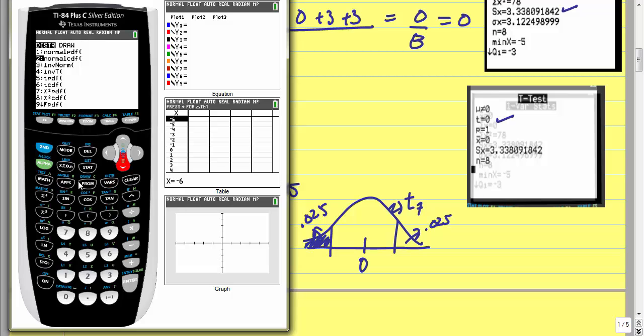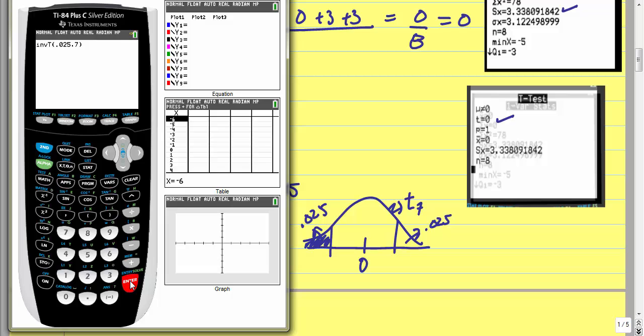Now some of you have this under programs on your calculators if you had to program it in. So let's try inverse T instead. Exit out of that. So the area is 0.025. So this one is asking for area. Degrees of freedom are equal to 7.